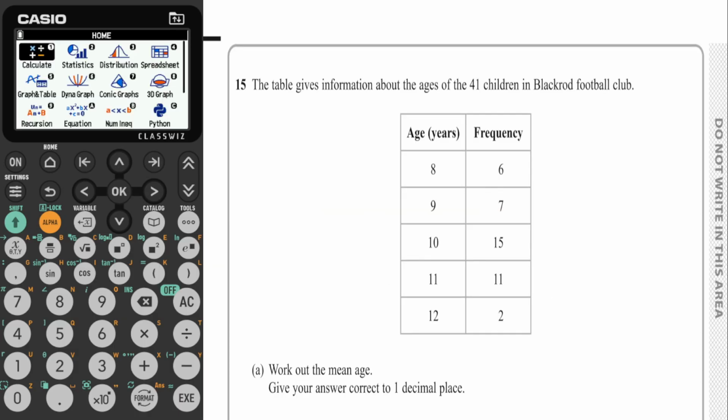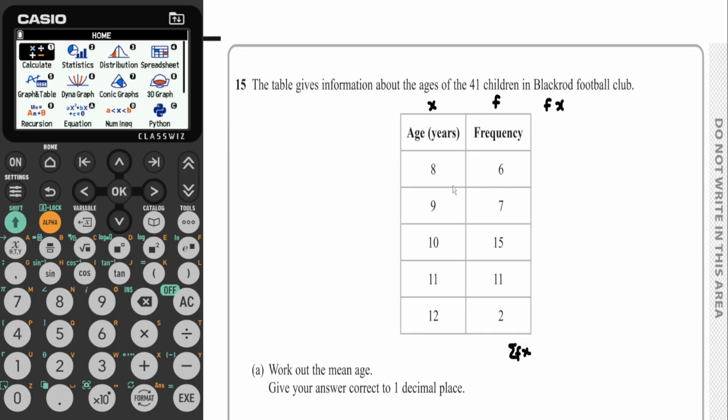Question number 15. The table gives information about the ages of 41 children in Blackrod Football Club. We have to work out the mean age to 1 decimal place. So what we need to do is multiply the age by the frequency, add them all together, and then divide by how many pieces of data we've got. So if we call this X and this F, here we've got to work out Fx and then work out the total of Fx.